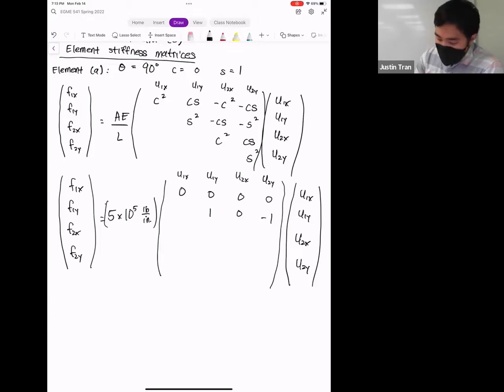Then we have cosine squared. So cosine squared is going to be 0. Cosine sine is going to be 0 as well. And then finally, in the bottom right of the matrix, we have sine squared, which is going to be 1.